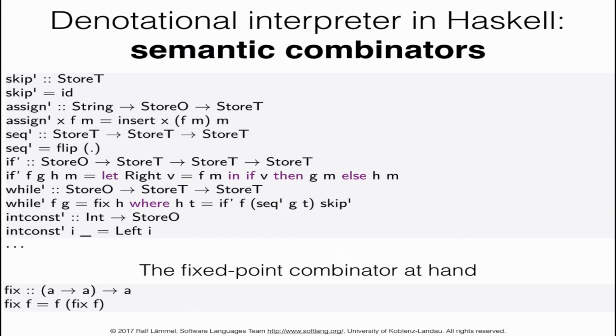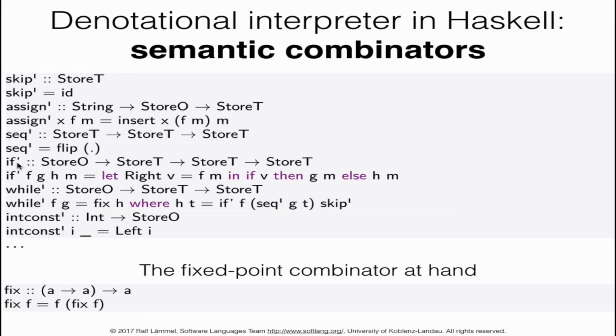So here are the semantic combinators. This is the skip prime combinator. This is the meaning of an empty statement. Well, it's just the identity function, so we map a store to itself. This is the assign prime combinator, the meaning of an assignment. What we do is we update the store m in the position x to now return f of m, which is the value of the right-hand side. This is the semantic combinator seek prime. It's for the meaning of a sequential composition. It's essentially just the flipped functional composition.